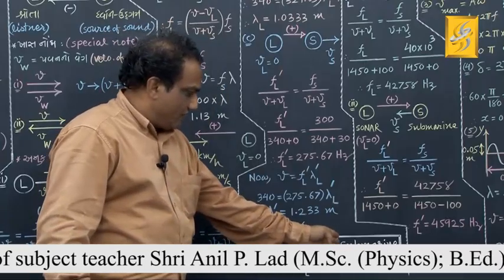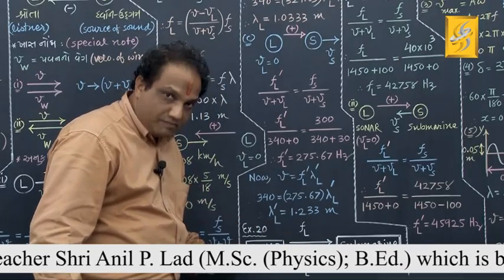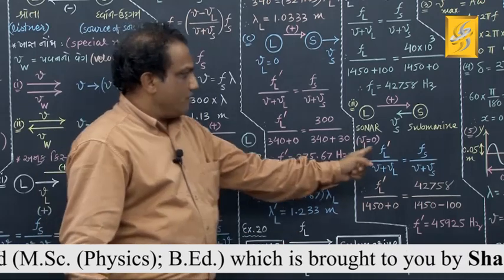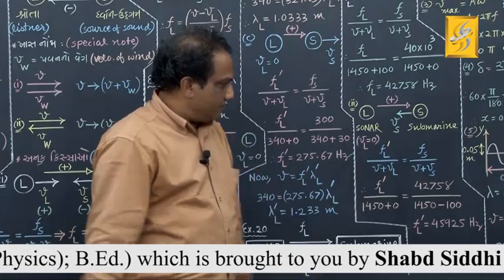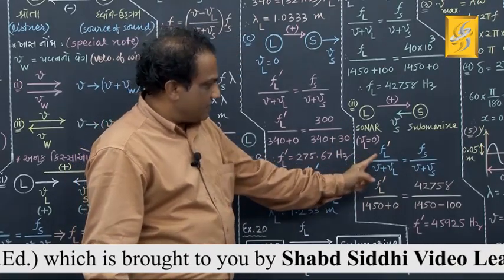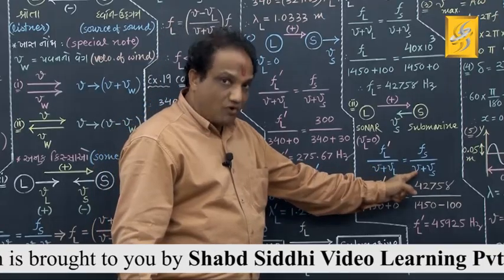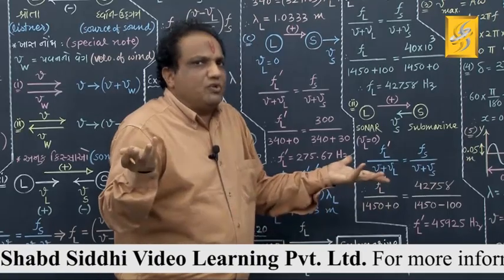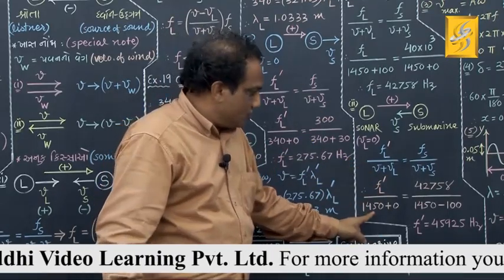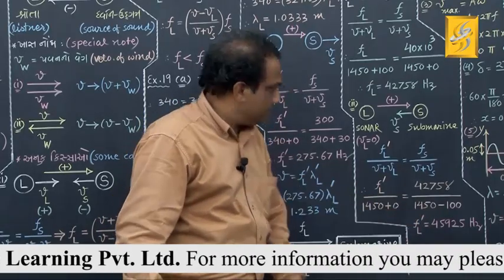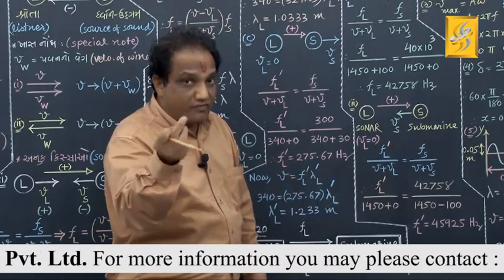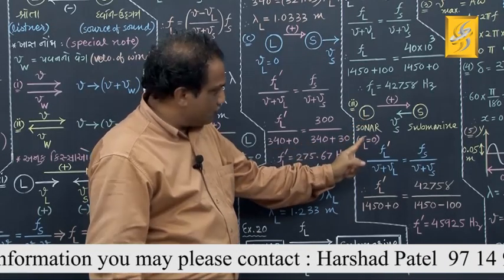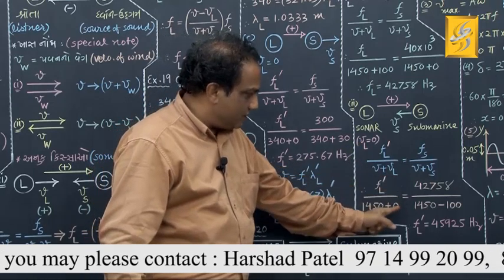But we are looking for the frequency of sound waves reflected from the submarine. It is different from this frequency. That's why I am putting a different symbol, FL dash, correct? Now tell me, put the values. FL dash as it is. What about the velocity of sound waves in water? They have given 1450 meter per second. Velocity of sound waves is always to be taken positive, so here also with plus sign. What about VL? VL is the velocity of listener. The listener is at rest, so VL is 0.